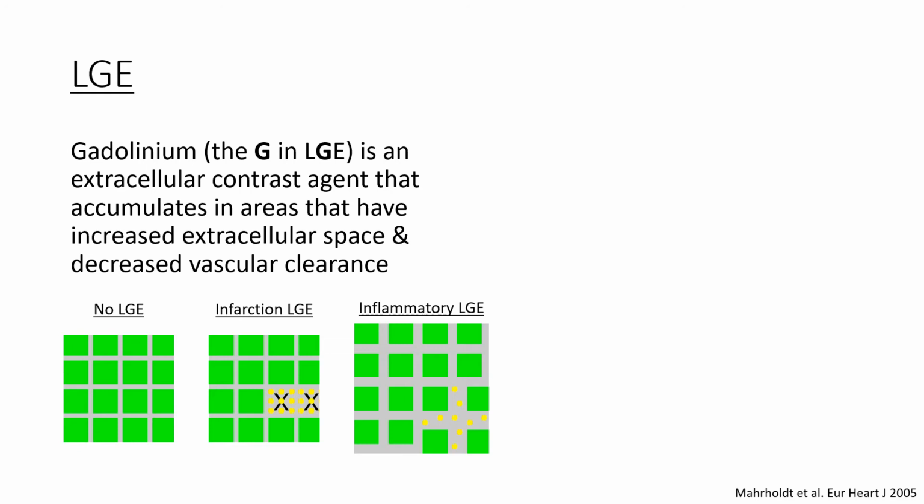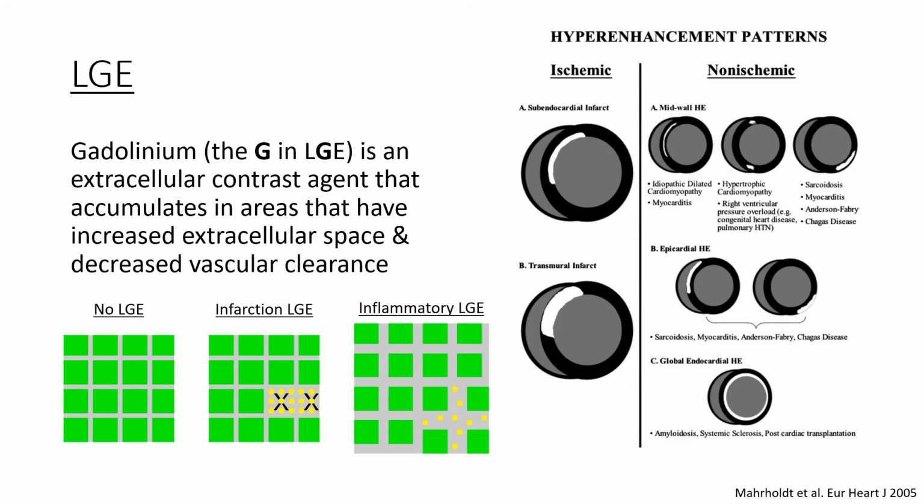Gadolinium is an extracellular contrast agent that accumulates in areas of increased extracellular space or decreased vascular clearance. It's a little bit different in the case of an infarction, where our yellow gadolinium will essentially go in the area of the scar or replacement fibrosis. In inflammatory LGE, our yellow gadolinium is going to accumulate in these areas of inflammation and expanded extracellular space, and also decreased clearance. And this tends to produce LGE that's a little bit more patchy and sometimes faint compared to the infarction type of LGE.